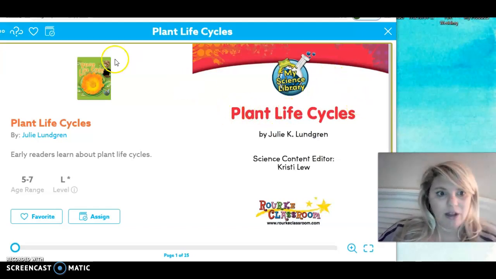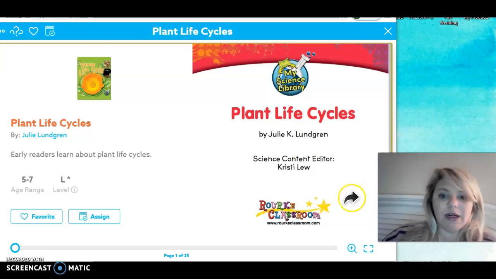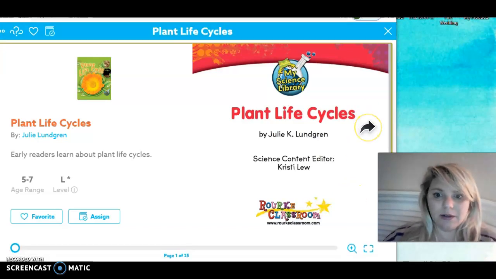So I'm looking at the title. You can see the cover over here. It says Plant Life Cycles. Well, I know plants are living things like trees, flowers, and the grass, and life cycles is telling me about how their life goes in a cycle from when you're born, to teenager, to adult. So let's learn about plant life cycles.